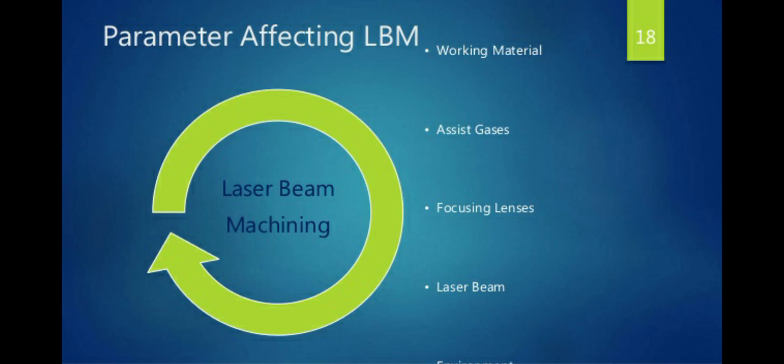If the workpiece material thickness is more, then definitely the processability may differ. Then assist gases: if you use gas for the cutting process, some problems may occur on the surface of the workpiece material. Then focusing lenses: if the focusing length is varied, definitely the metal removal may vary. Then the laser beam is also a major factor.